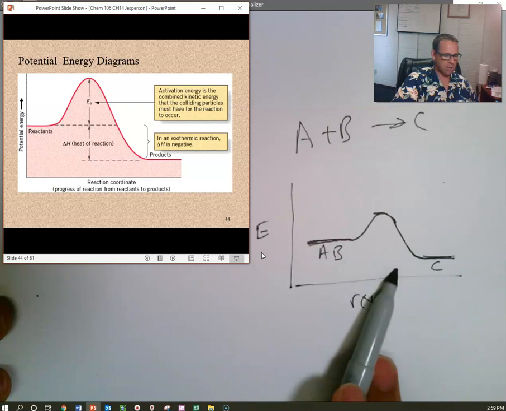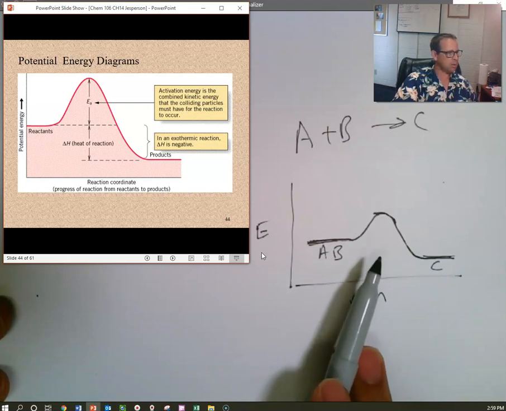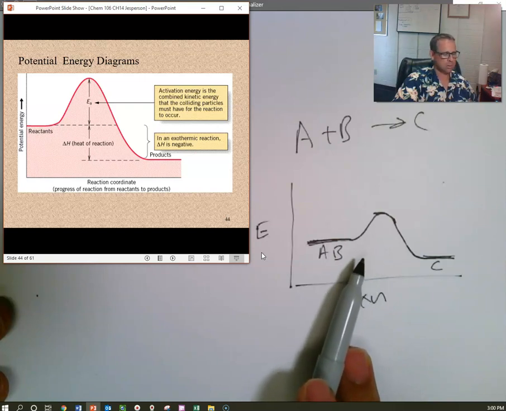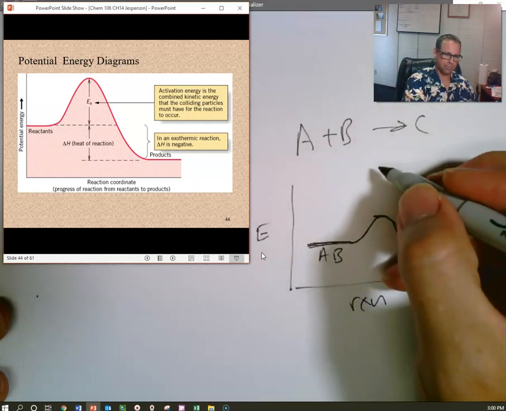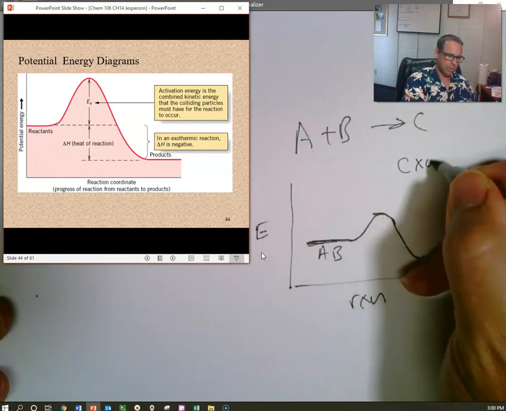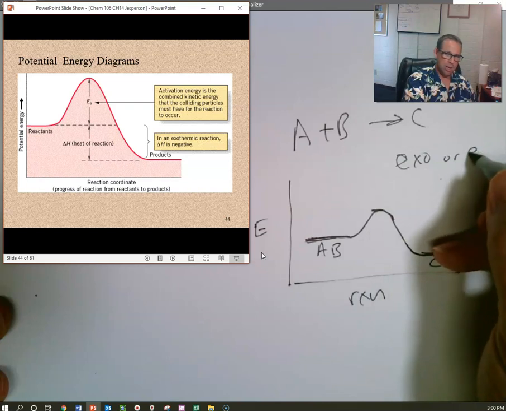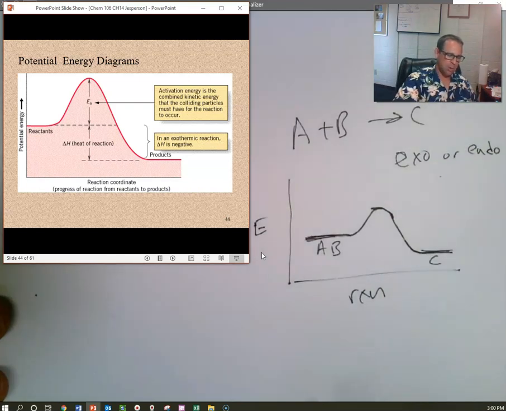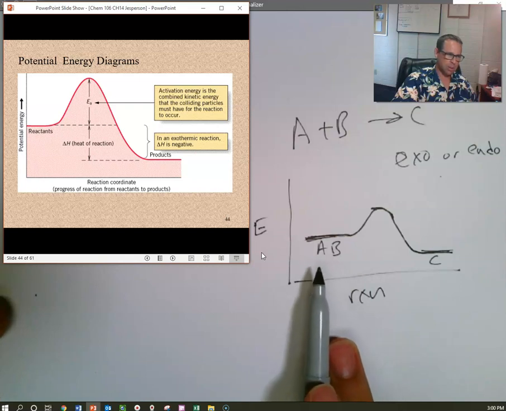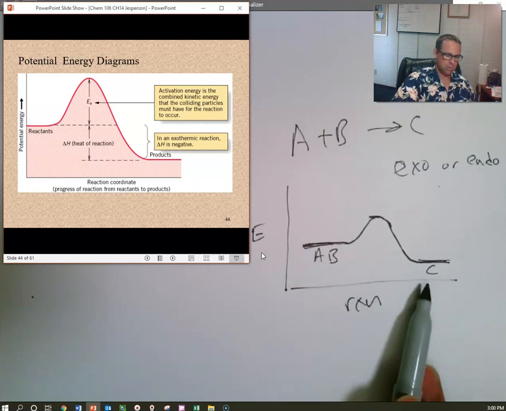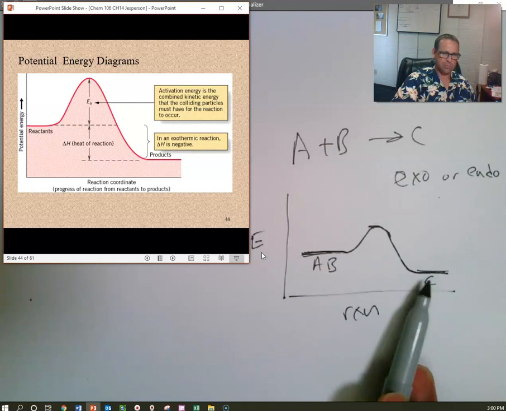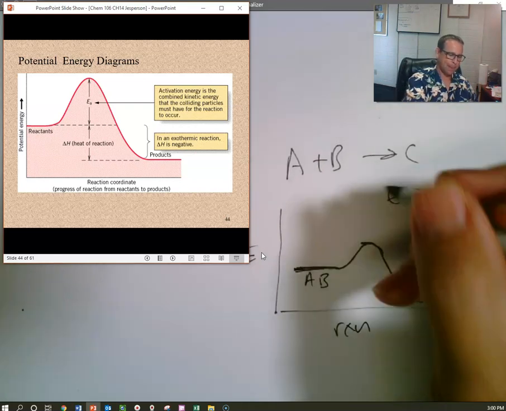If it's this kind of a reaction, is this reaction exothermic or endothermic, Jace? That's right. And it is exothermic. How can we tell, Jace? How can we tell it's losing energy? Because C is lower than AB. Very good. So the product is lower than that.